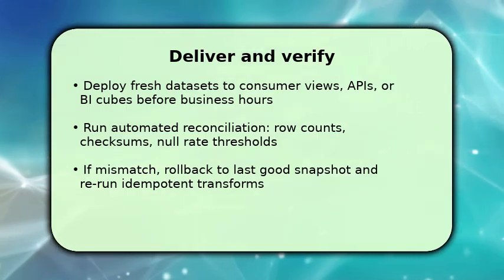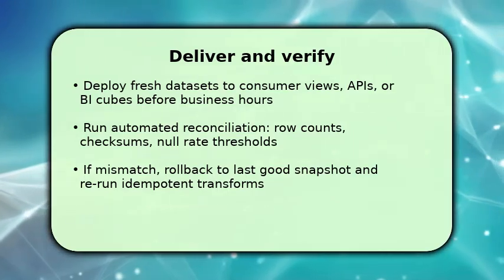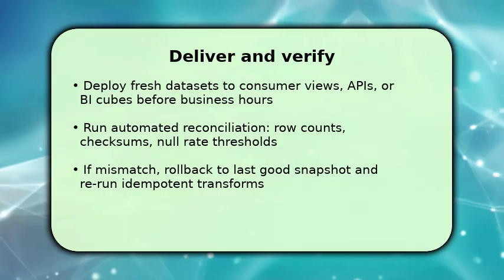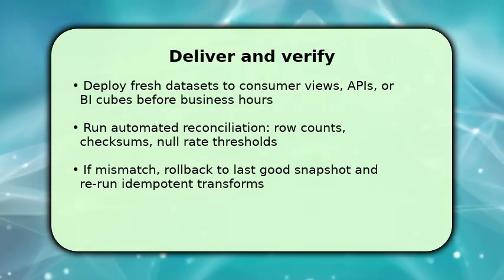If something fails, make sure you can roll back to the last good snapshot and rerun idempotent transforms. This avoids cascading errors. One troubleshooting tip: if reconciliation errors persist, isolate by source and replay.